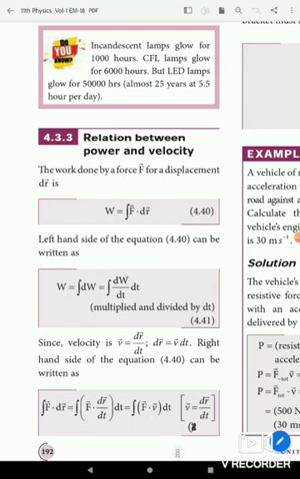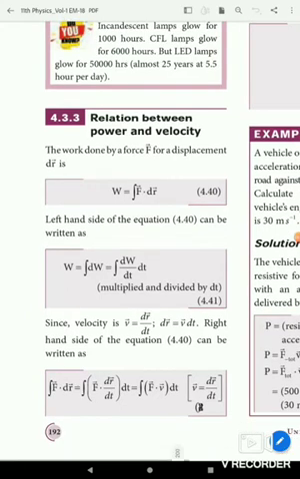dr vector, that is W equal to integral F vector dot dr vector. So W is equal to integral dW, that is equal to integral dW divided by dt into dt. So multiply and divide by dt, and you get dW by dt into dt. Then velocity v vector equal to dr vector divided by dt. So you write dr vector equal to v vector into dt.